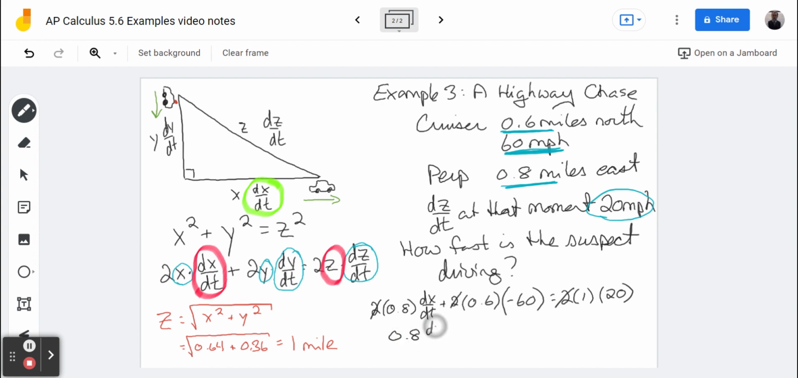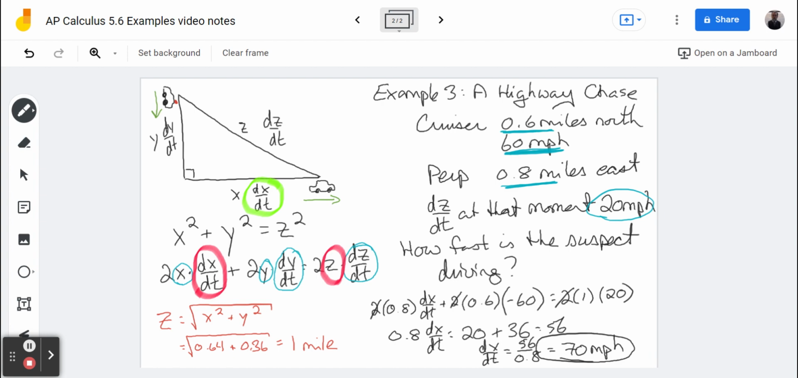0.8 dx/dt is 20 plus 0.6 times 60, which is 36, which is 56. And therefore dx/dt is 56 divided by 0.8. And if I remember correctly, 8 goes into 56 7 times, which means that this is 70 miles per hour.